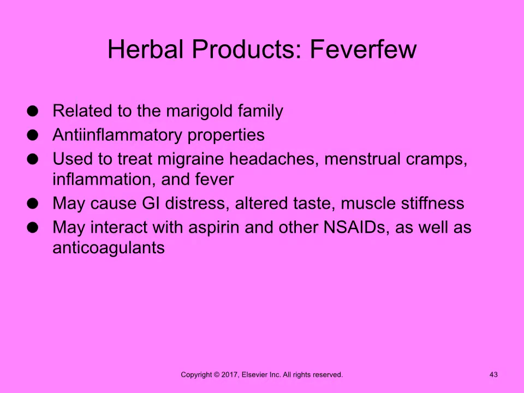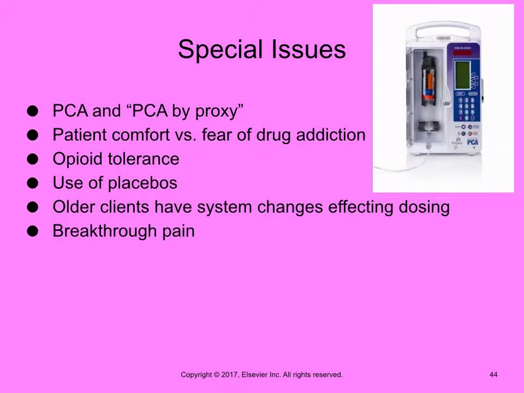Feverfew is a herbal product that also has anti-inflammatory properties to treat migraines, menstrual cramps, inflammation, and fever. But it can interact with aspirin and other NSAIDs as well as anticoagulants. So when you get a history, ask them if they're taking any herbal products as well.